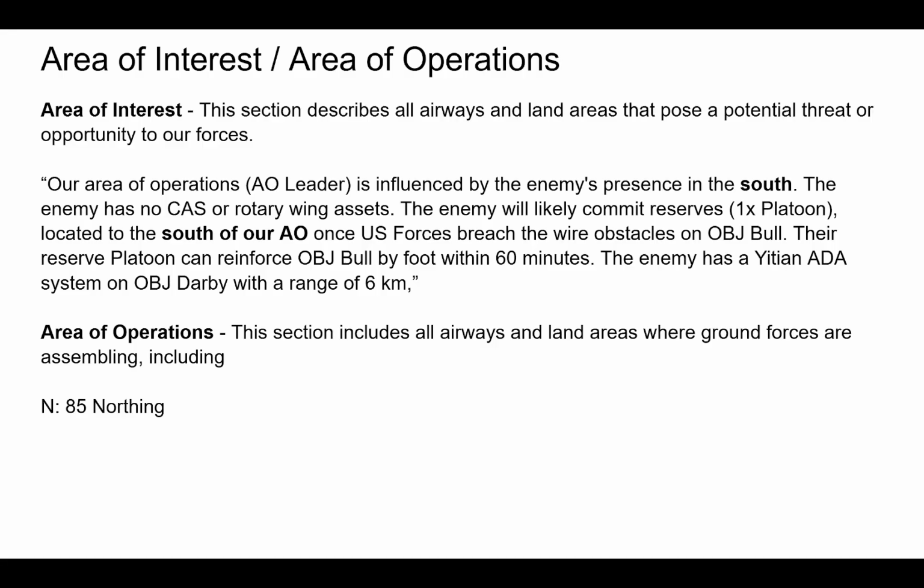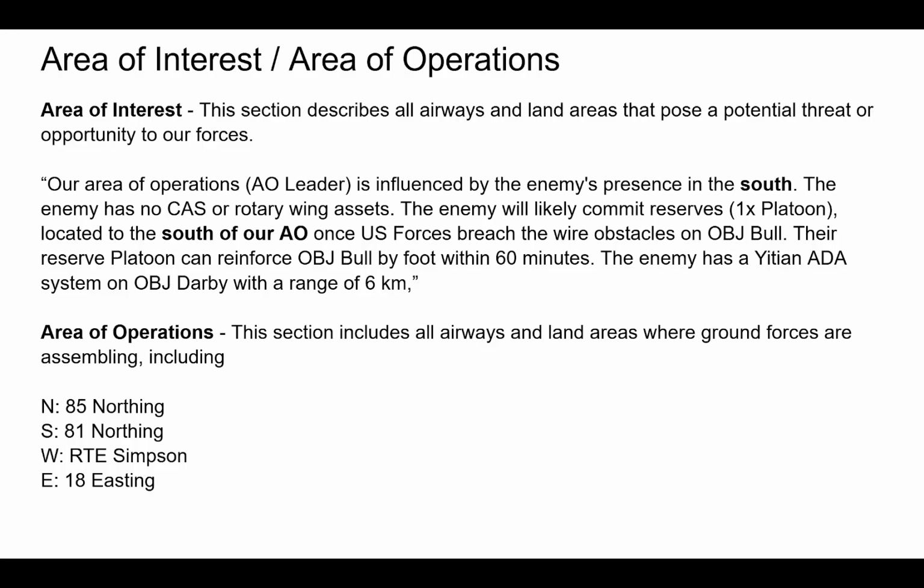Now, the area of operations is more specific. It's always cordoned off by north, south, east, and west for the cardinal directions. And in an operation order, it'll usually tell you what the north, south, east, and west borders are going to be. So area of operations is going to be all airways and land areas where ground forces are assembling. So this is going to be where your people are actually going to be moving. Your soldiers might not even touch the area of interest, but they will be in the area of operations, and that's what they're responsible for.